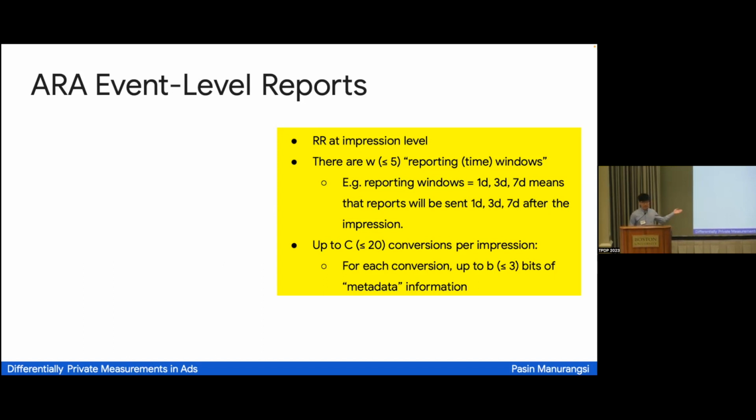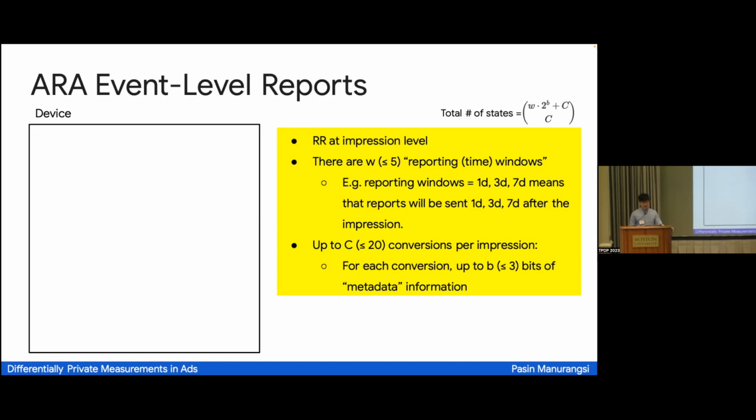As you can imagine, there are actually quite a lot of states here, because for each impression you can have this many conversions, and for each conversion you can have this many metadata values, and each conversion can also correspond to a different reporting window. So if you do this stars and bars style counting, you will see that the number of possible states for each impression is quite large. But that's roughly the main idea.